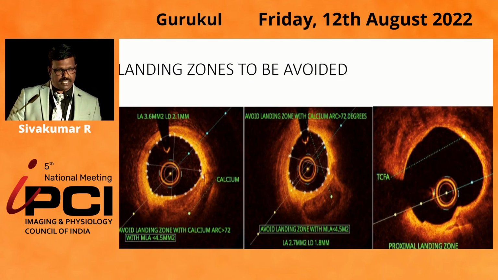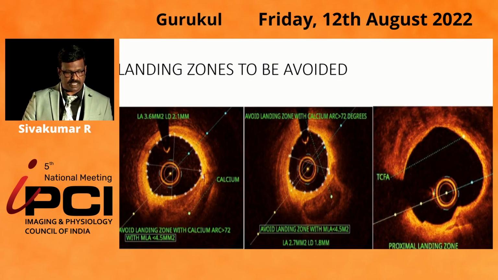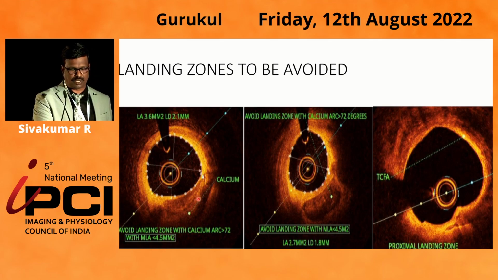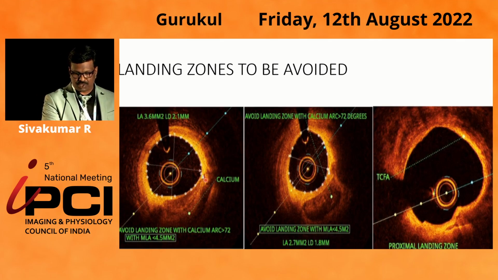And these are all the ways one can avoid unsafe landings. Here is a case where there's an eccentric calcific block of more than one quadrant with an MLA of less than 4.5. You are going to have an edge dissection, you are going to have a malapposition, you are going to have a geographical miss.